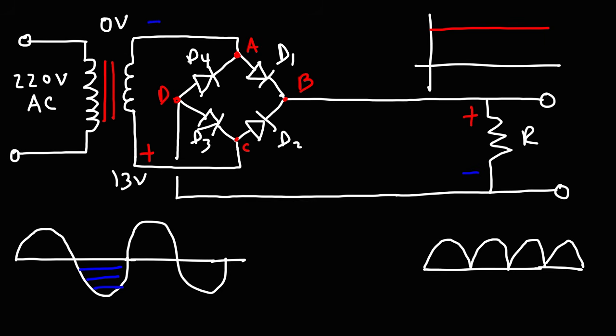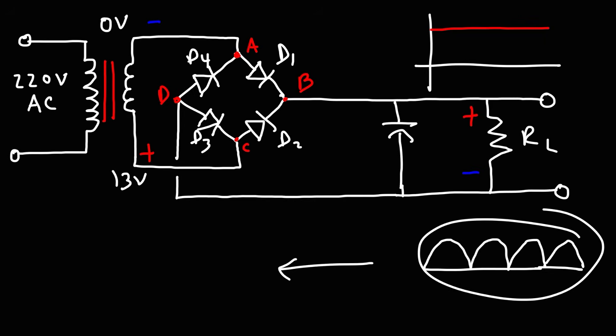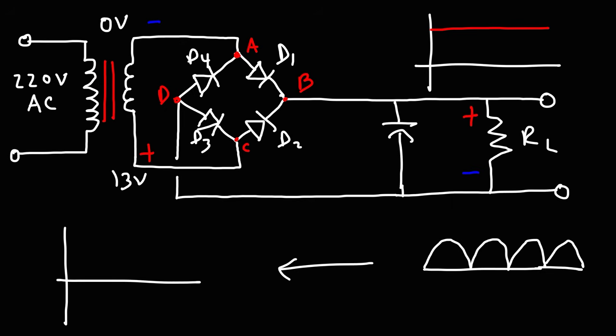One way to do that is to introduce a capacitive filter. By adding a capacitor that is parallel to the load resistor, we can reduce the fluctuations in voltage at the output. So instead of having a pulsating DC output that looks like that, the output will now look something like this. The fluctuations are less, and these fluctuations are known as the ripple voltage.